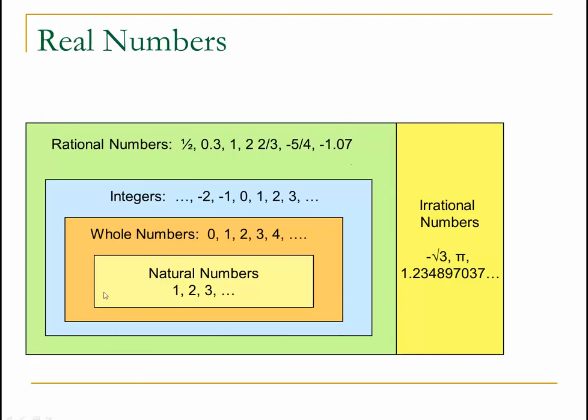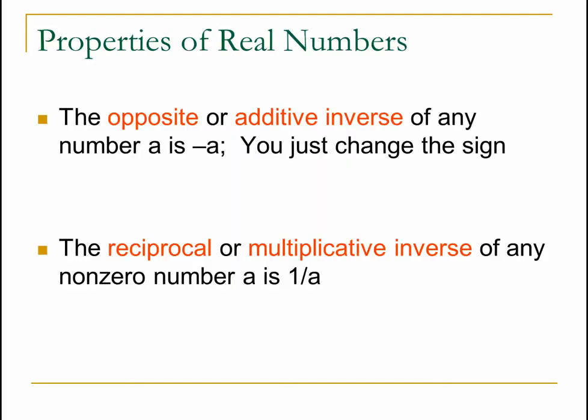Within the rational numbers, you can subclassify into just the integers, which gets rid of all the fractions and all the decimals, and you just have all your negative numbers like -2, -1, 0, 1, 2, 3. Or you can talk about the whole numbers, which gets rid of all the negative integers, and you're left with just 0, 1, 2, 3, 4. Or you can talk about natural numbers, which starts at 1, 2, 3. And these would be the subsets of the real numbers.